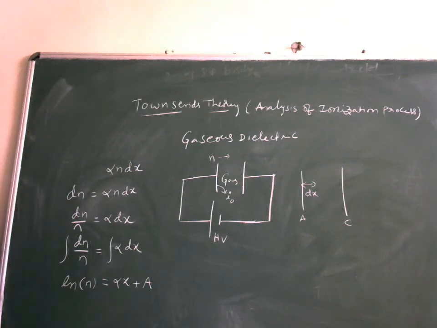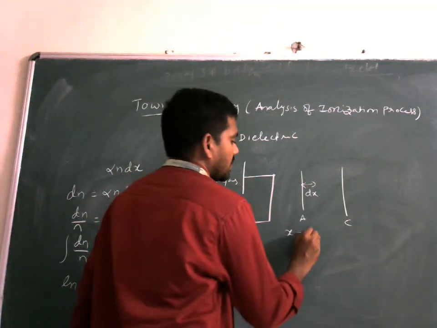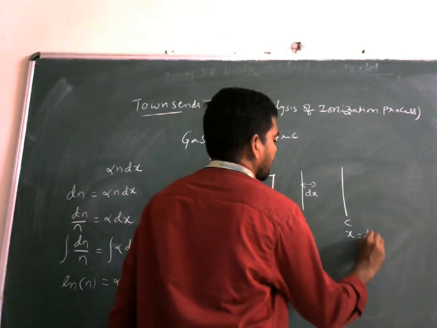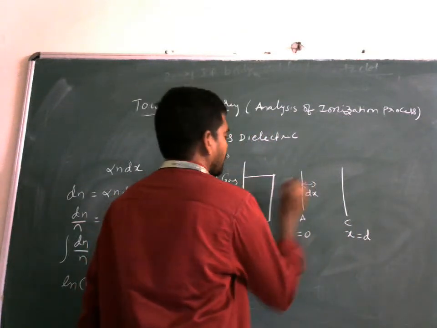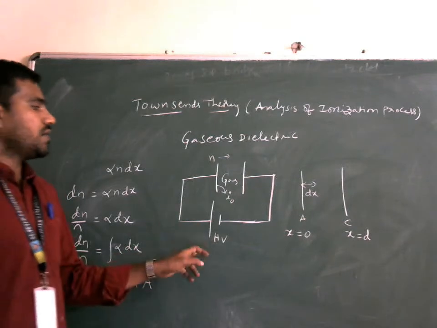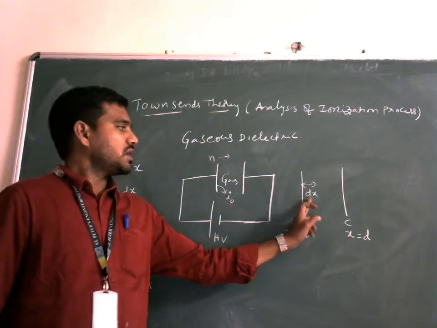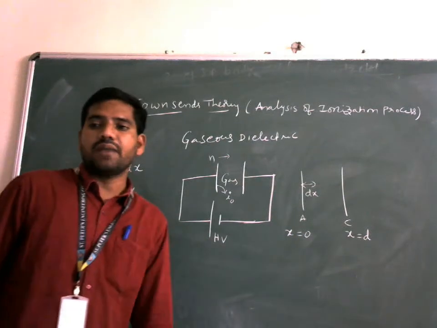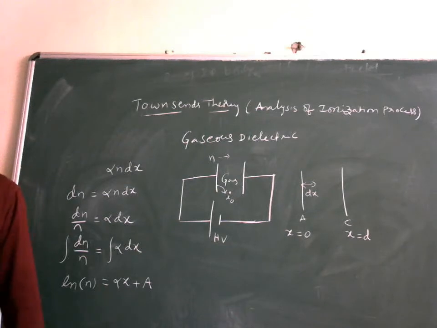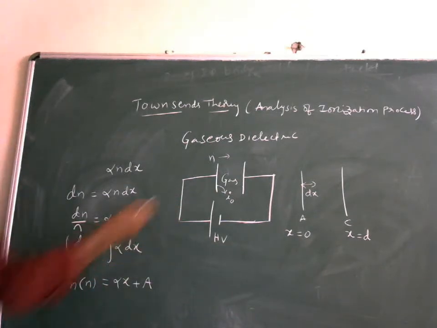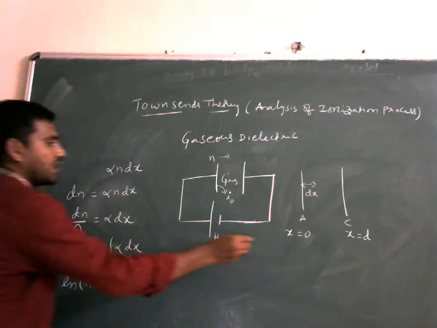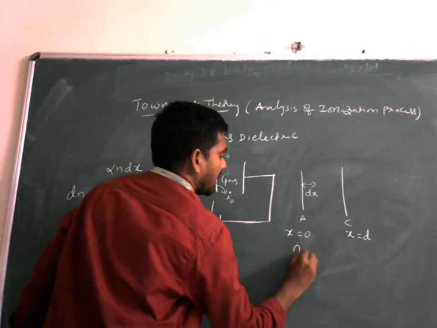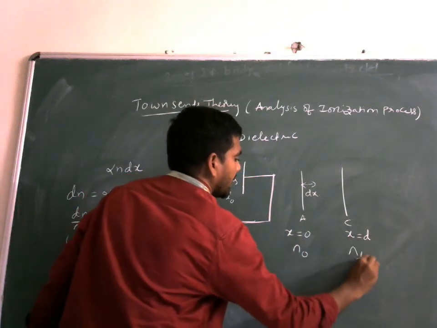From that, by applying the initial conditions, what are the initial conditions I told? When x is equal to 0, and when x is equal to d. At the cathode, whenever you apply a high voltage, the electrons move from positive to negative. When x is equal to 0 there will be n naught electrons, and when x is equal to d we have nd electrons.